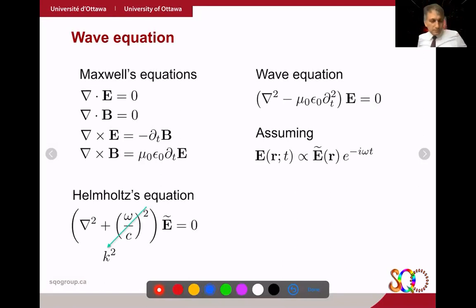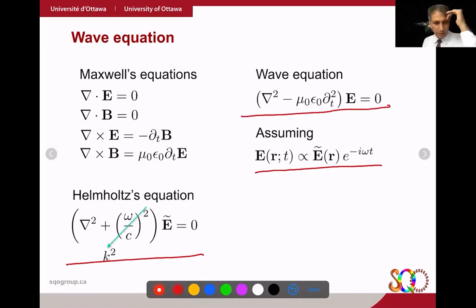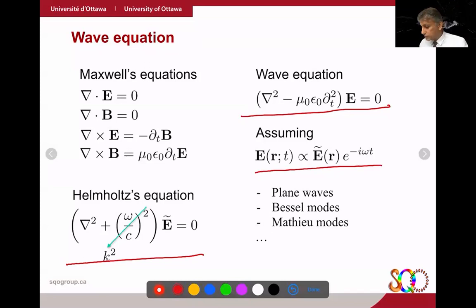Good, so let's go with Maxwell equations. I'm sure that you know these Maxwell equations, which are for free space. Essentially, what we are working with is a monochromatic wave. We get the wave equation, and then we assume a monochromatic wave, and finally we get the Helmholtz equation. The solutions we get are solutions to the wave equation. Then we get different solutions to the Helmholtz equation, which are plane waves, Bessel modes, Mathieu modes, etc.